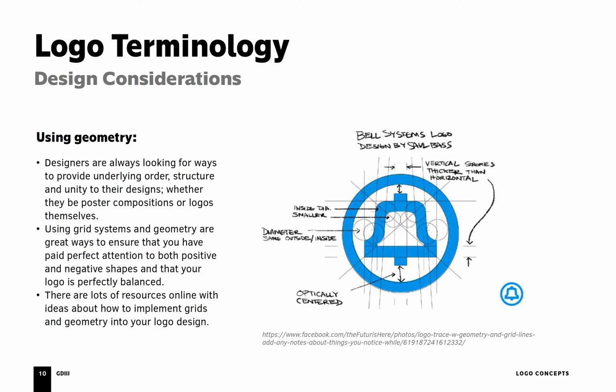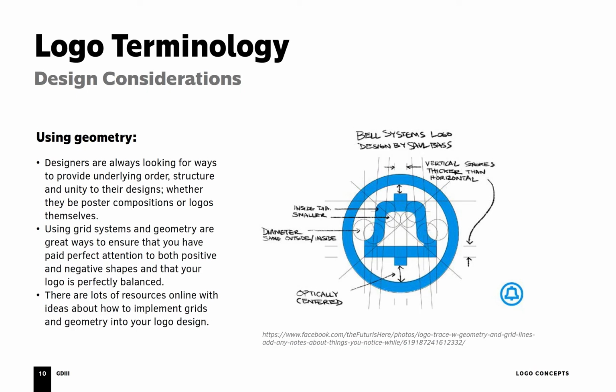There are a lot of resources online with ideas about how to implement grids and geometry into your logo design, and I recommend that you do some research and check them out. If you just go to Dribbble or Behance and type in logo design, you're going to get a million behind the scenes looks at logo designs that will include these sorts of grids and approach to geometry.